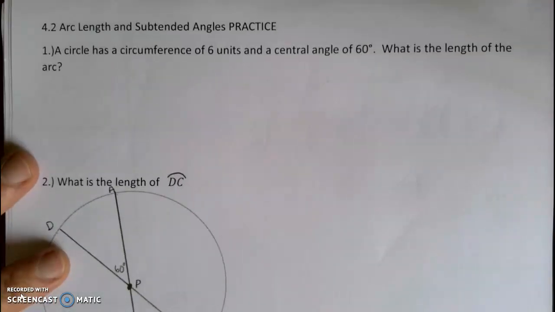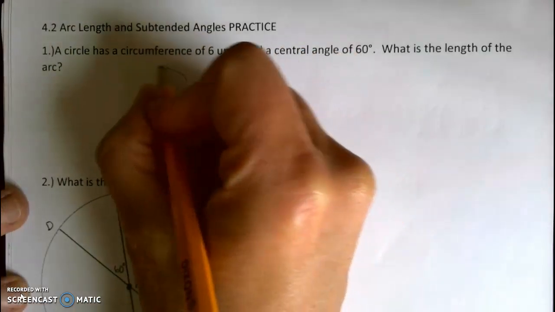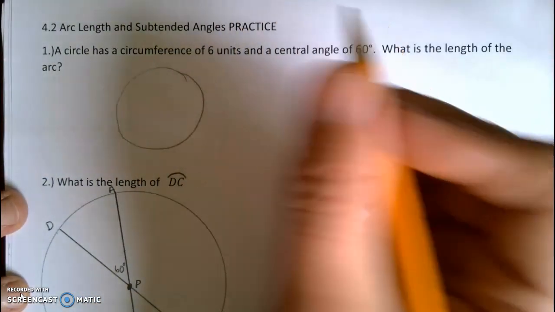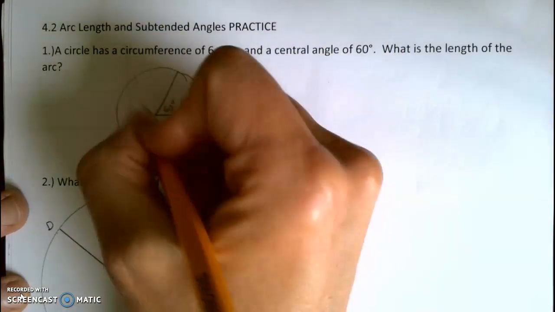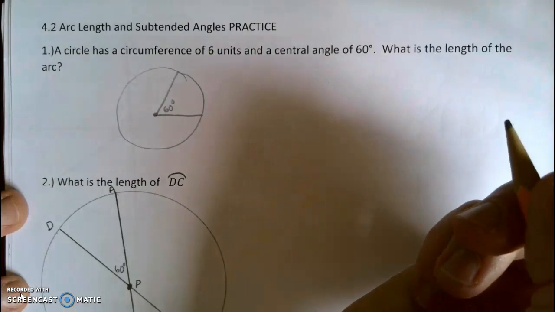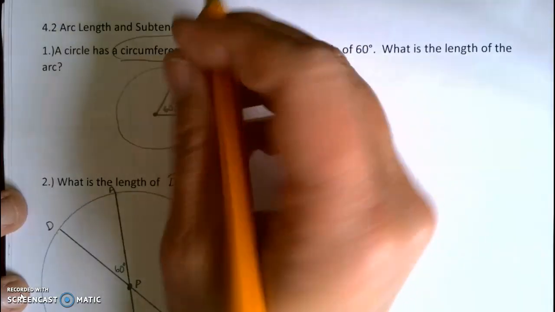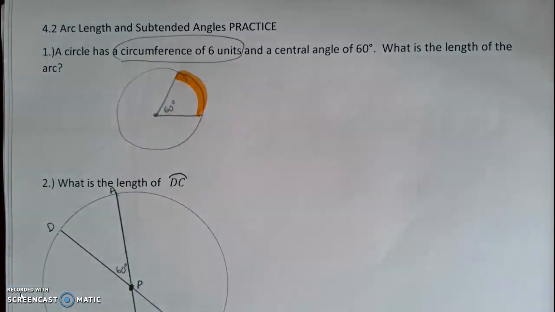Right, so let's do our arc length and subtended angles practice. A circle has a circumference of 6 units and a central angle of 60 degrees. What is the length of the arc? I like to draw a picture. I'm a very visual learner, so a picture helps me. Got a central angle of, let's say, 60 degrees. And the circumference is 6 units. And I'm looking for the length of the arc. That's what I don't know.